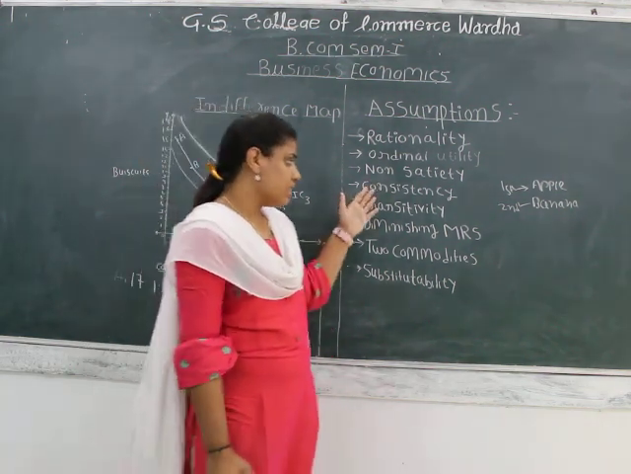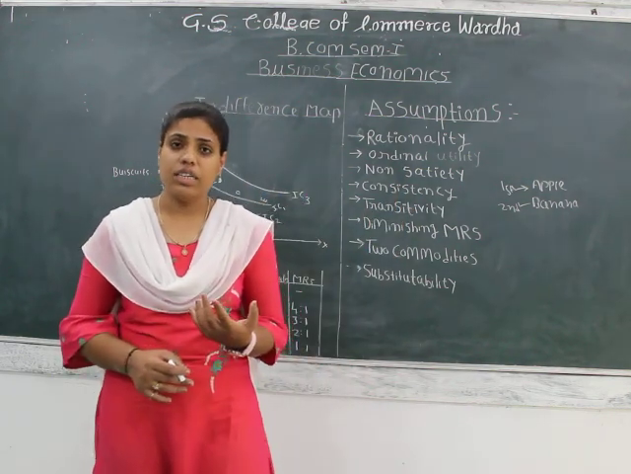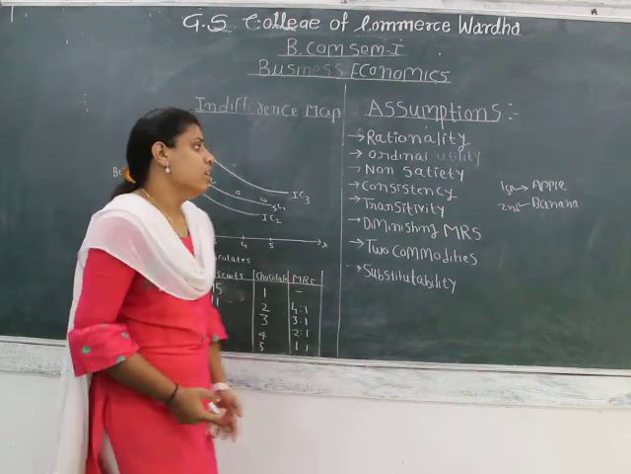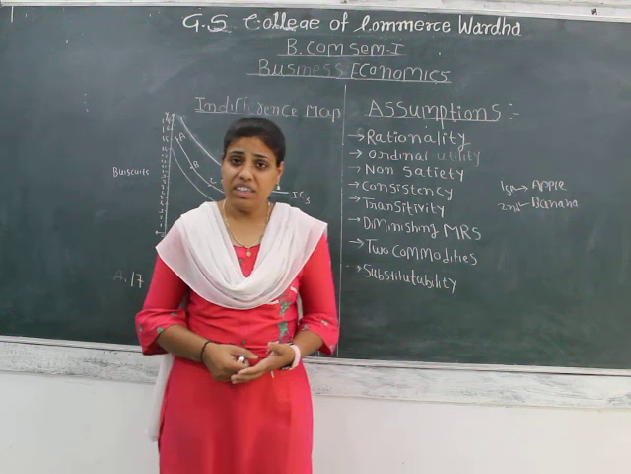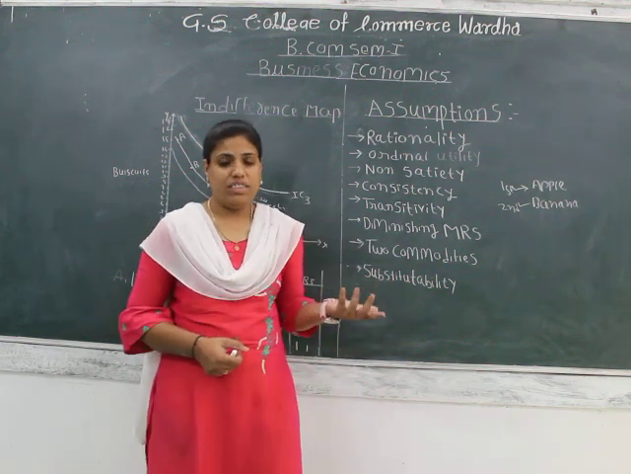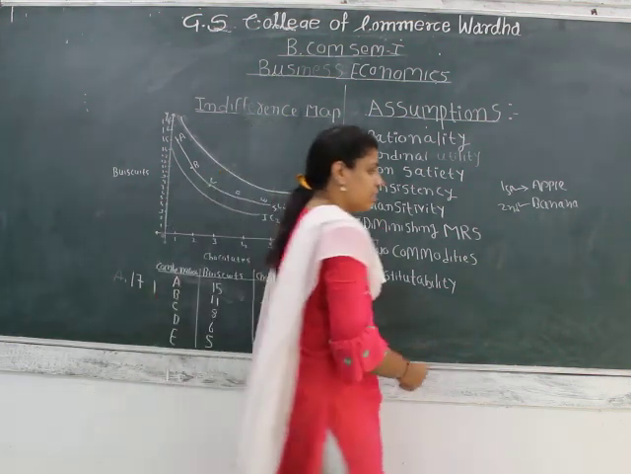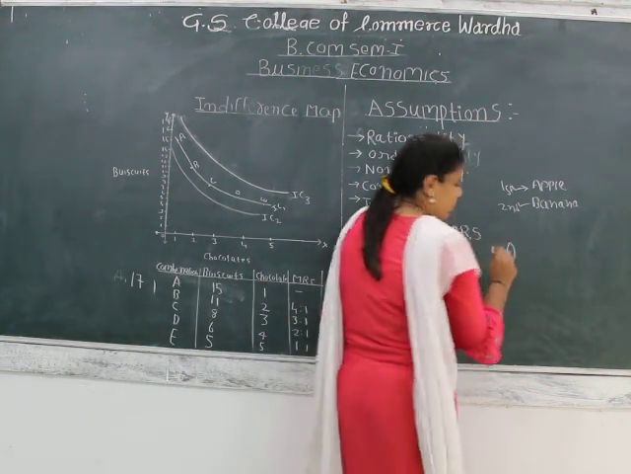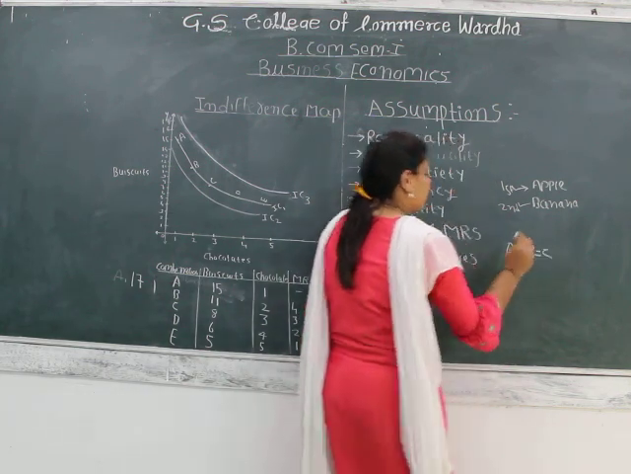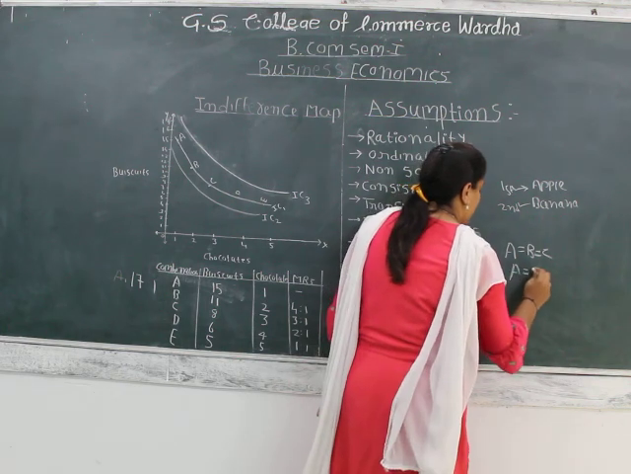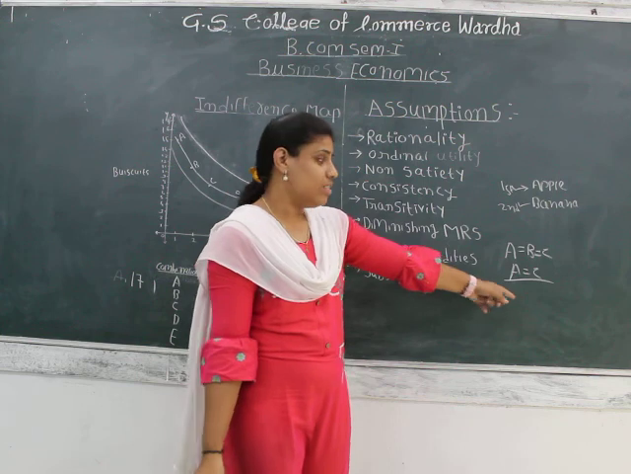So this is known as consistency, and the assumption of consistency is one of the important assumptions in the indifference curve technique. The next one is transitivity. I hope you all have cleared the 10th standard, so you must understand the concept of transitivity. So what does basically mean by transitivity? Transitivity means, you must have learned this, A equals to B, B equals to C, so A equals to C. You must have seen this concept in maths, right?